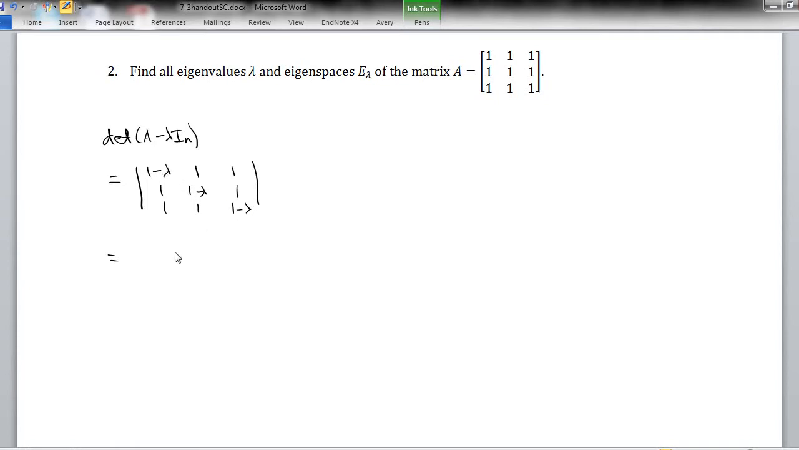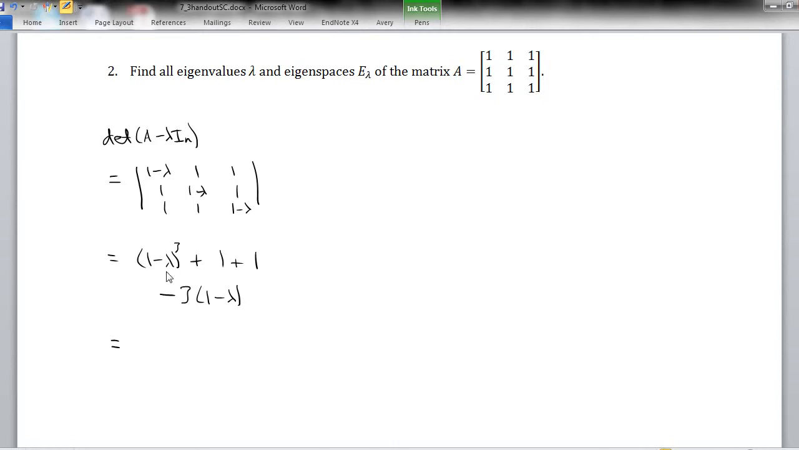First of all, we get 1 minus lambda cubed, and then 1 times 1 times 1, and 1 times 1 times 1, so plus 1 and plus 1. And then we are subtracting 1 times 1 minus lambda times 1. And actually all three of those products are going to be 1 minus lambda, so I'm subtracting 1 minus lambda 3 times. Okay, that's my characteristic polynomial.